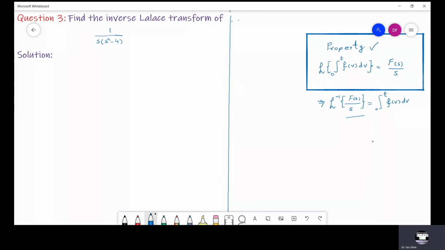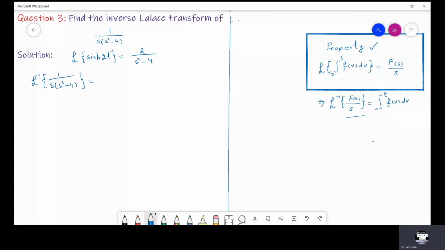To solve question number 3, the first method is just use partial fraction and solve this question. But here I will use the mentioned property to solve this problem. Let us see, we know that the Laplace transform of sine hyperbolic 2t is equal to 2 divided by s square minus 2 square, which is 4. And now let us solve the above problem. So we have the inverse Laplace transform of 1 over s into s square minus 4.